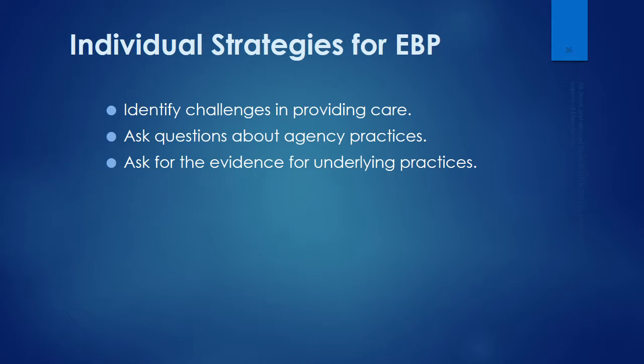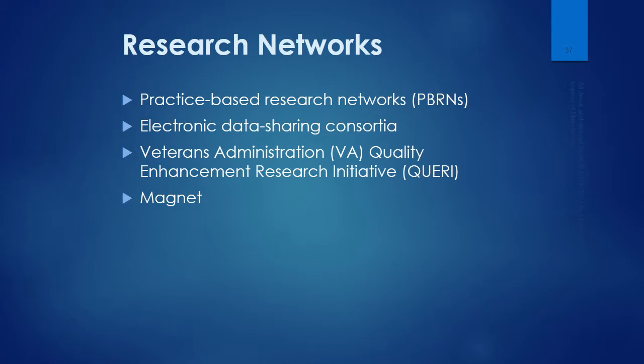Individual strategies for EBP include identifying challenges in providing care, asking questions about agency practices, asking for the evidence for underlying practices. Research networks include practice-based research networks, or PBRNs, electronic data sharing consortia, Veterans Administration Quality Enhancement Research Initiative, and Magnet.